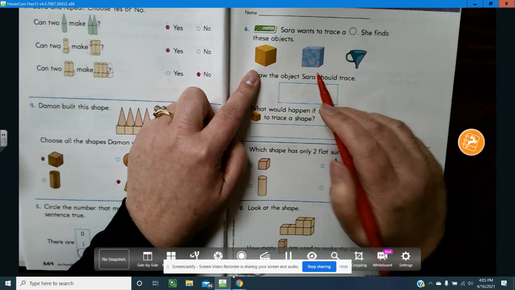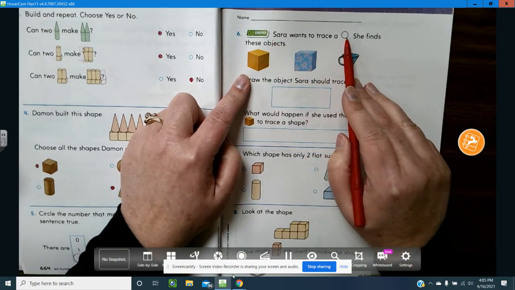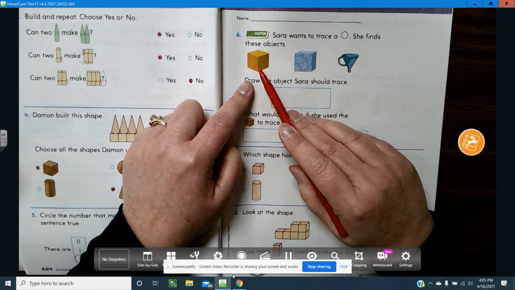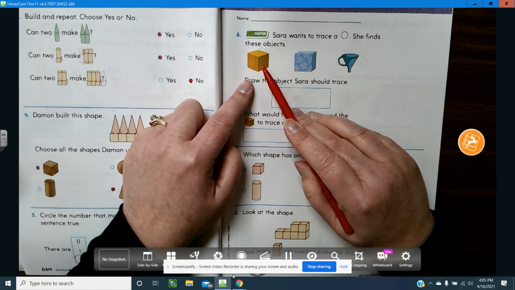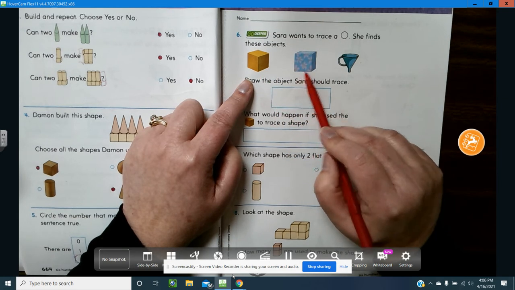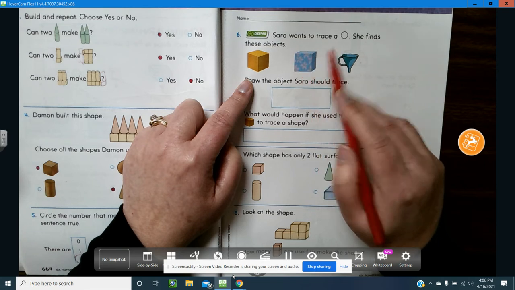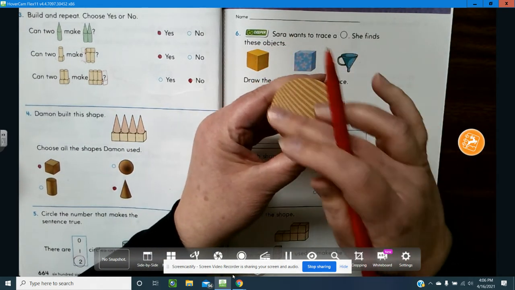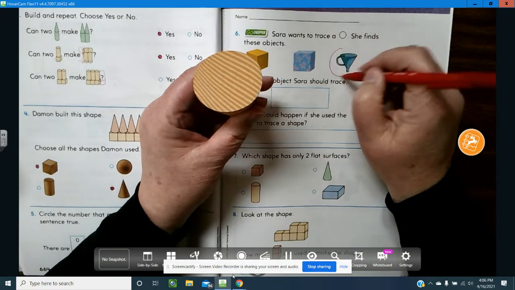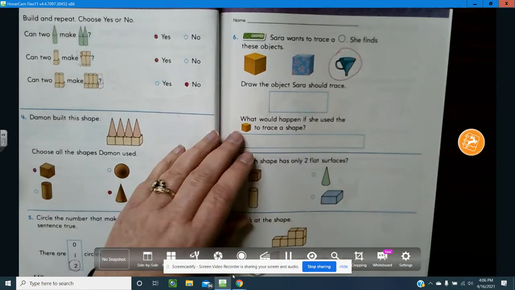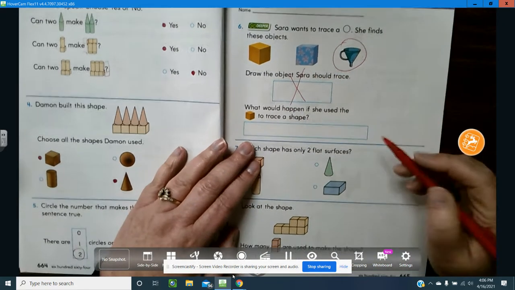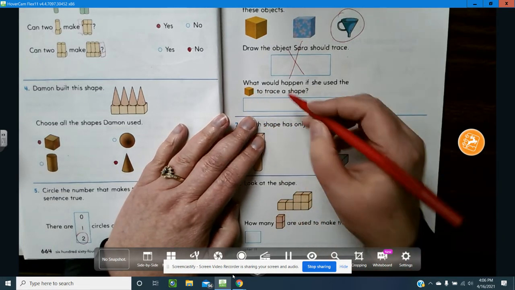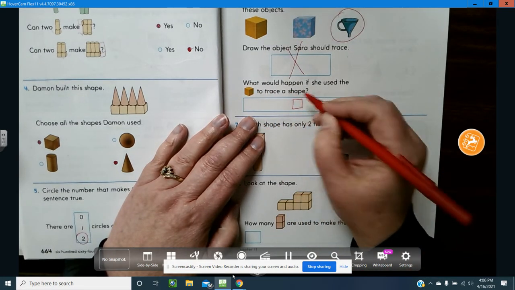Number 6, it says Sarah wants to trace a circle. She finds these objects. Which one can she trace? Can she trace the cube? No. The tissue box? No, it's a cube also. But she could trace the cone, the funnel here. It's the shape of a cone, and it would have a flat circle. So yes, she could trace that. Now, we're not going to draw it. But what would happen if she used the cube? We can draw this pretty easy. She would get a square.